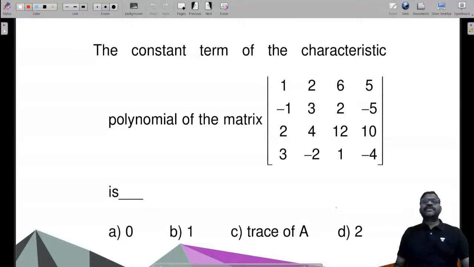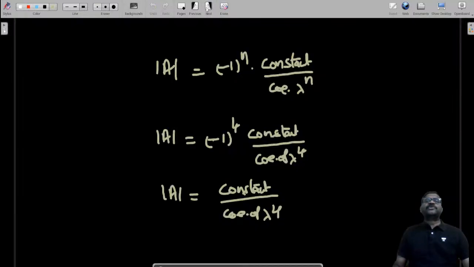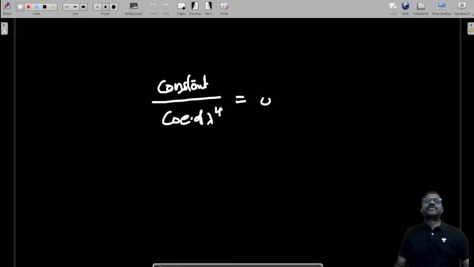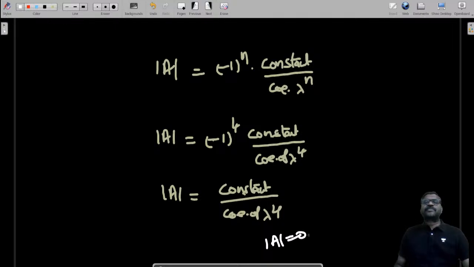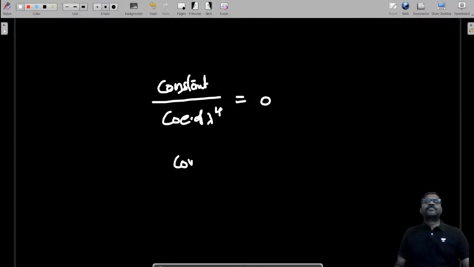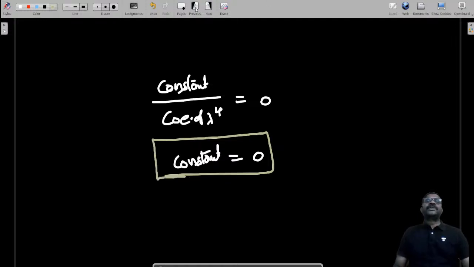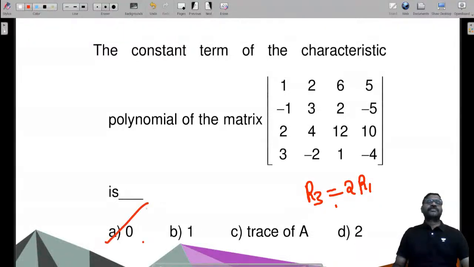Now det A, observe here, third row equal to 2 times R1. Therefore det A value is 0. Det A is 0. Constant term is 0. Finally, constant term is 0. Understood? Next.